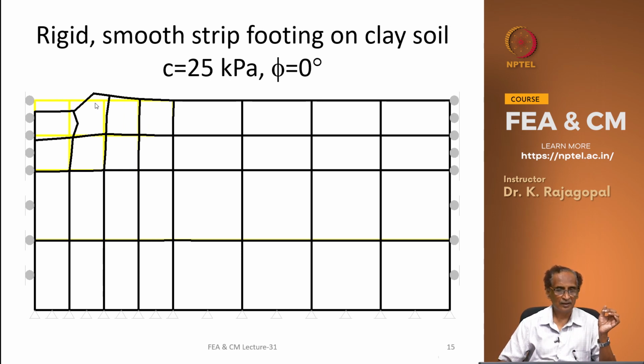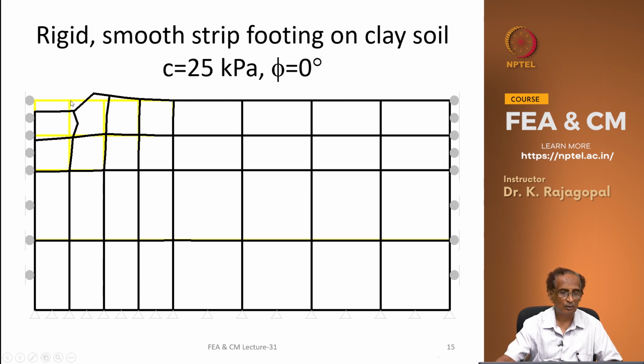And this is the rigid footing. When we have a rigid footing, we apply equal vertical displacements. There are 3 nodes on this surface, so we have applied equal vertical displacement, and because it is a smooth footing, we are allowing these nodes to deform laterally.